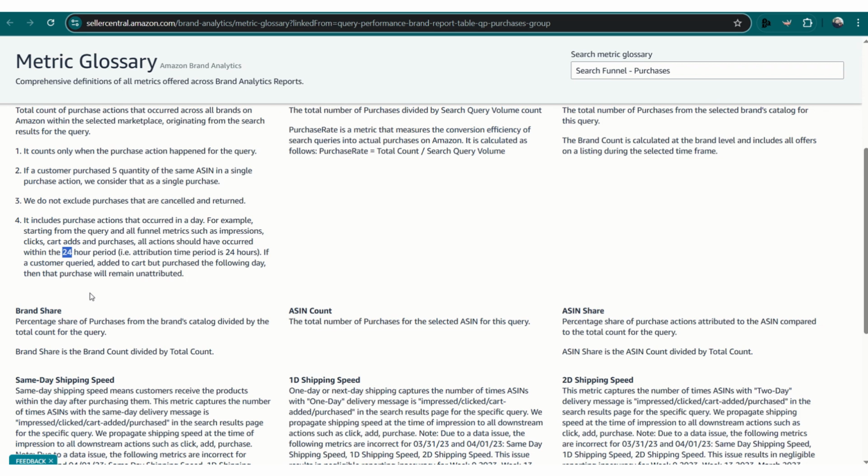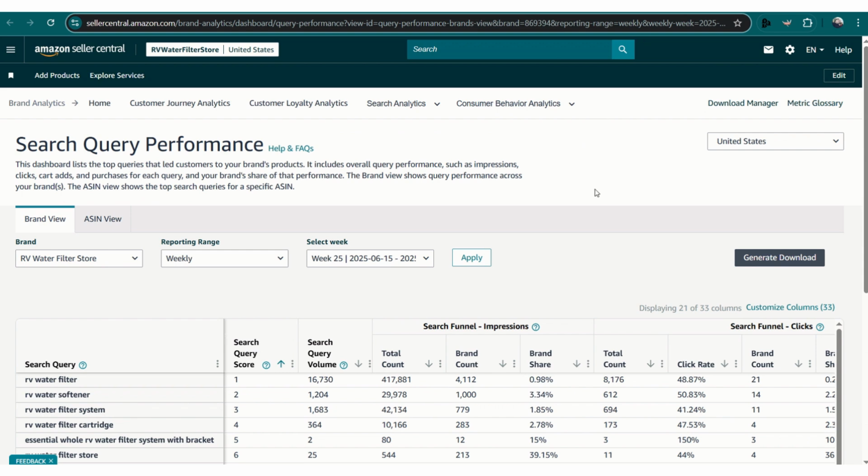Another critical factor is attribution. SQP uses a 24-hour attribution window, meaning it only captures actions, such as purchases or add-to-cart events, that occur within 24 hours of a customer's initial interaction. In contrast, most advertising reports default to a 7-day window. As a result, many delayed conversions are not reflected in the SQP report, limiting the full picture of keyword performance.